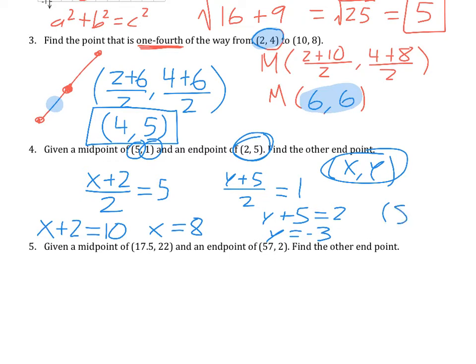So the answer is 8, -3. And then the way I prefer to do this problem, I would start on the endpoint 2. How do you get from 2 to 5? Well, you go up by 3. Then go up by 3 again, and that gives you 8. How do you get from 5 to 1? Well, you subtract 4. Then subtract 4 again, and that would take you to -3.